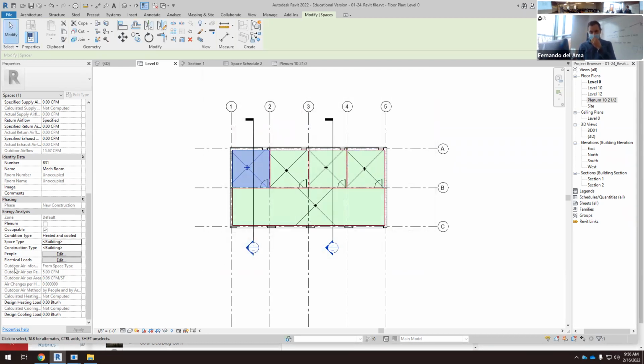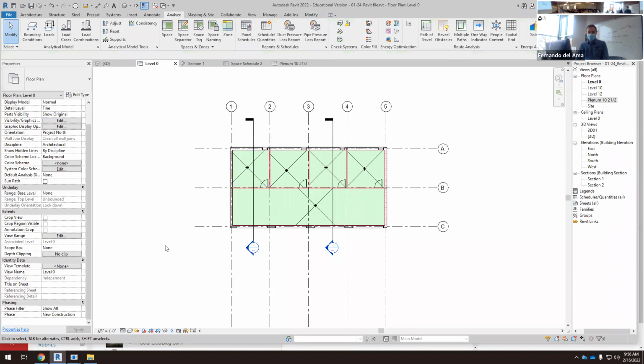But remember that was a mechanical room. In a mechanical room, it's not a plenum, because the plenum is something that is between the false ceiling and the roof. Occupiable? No, I wouldn't select this one. And I would say unconditioned, because a mechanical room doesn't have a heating system. We have our storage or whatever.